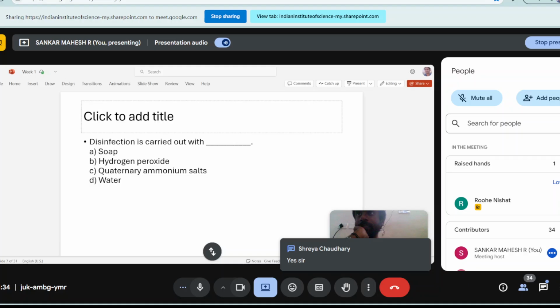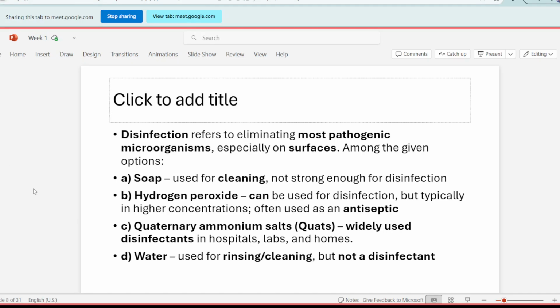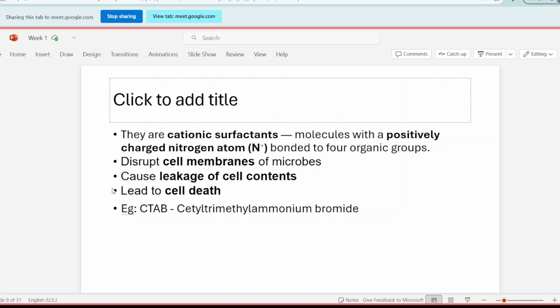Right. What I have given here is that disinfection means eliminating the microorganisms from a surface. This is what the questionnaire says, that quaternary ammonium salts could be used as disinfectants. And here I've just mentioned what I know about CTAB, which is one of the cationic surfactants, which kills cells.